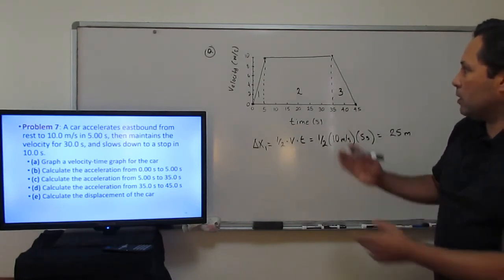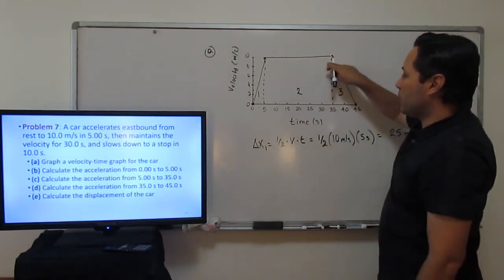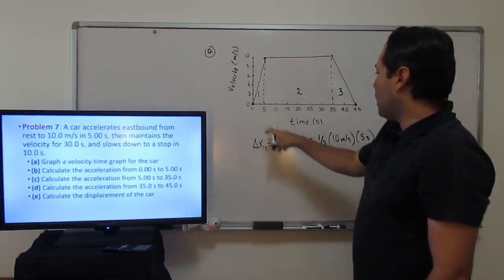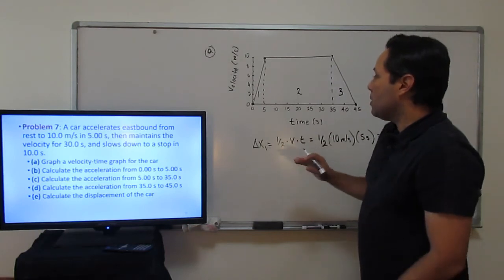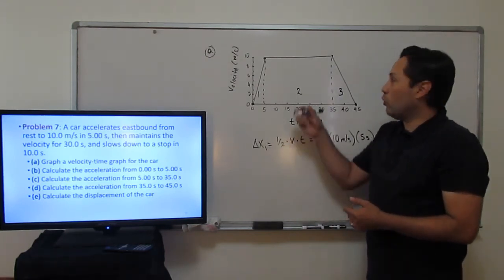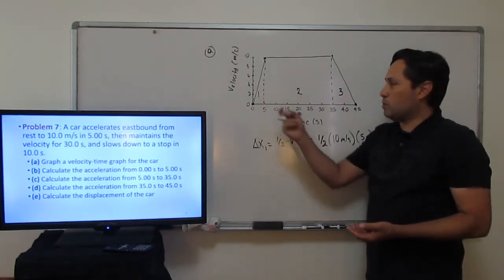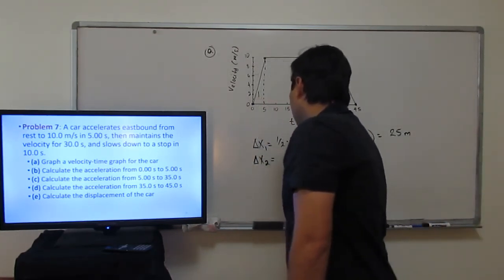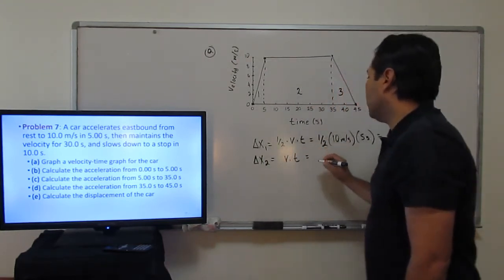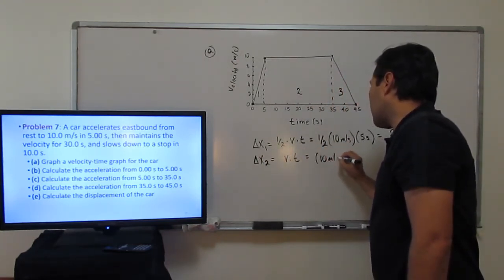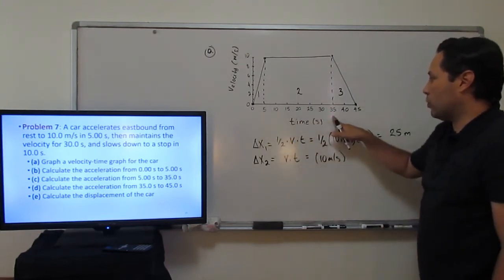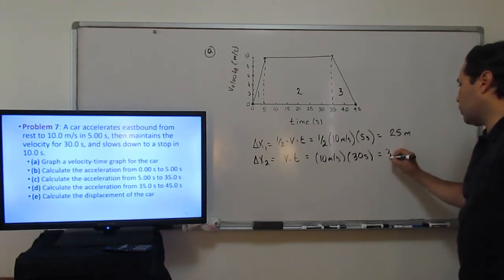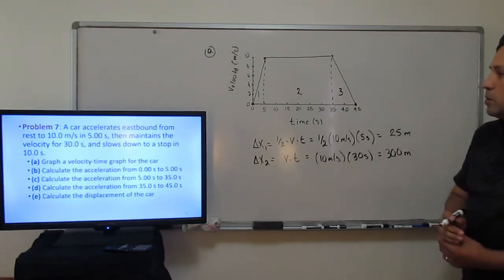For the second part, that's this rectangle, notice there's no acceleration. No acceleration, that means it's just velocity times time. So if you were in math class and they asked you solve for the area of a rectangle, you know it's just base times height. So that will be our second region right there, which is velocity times time. The velocity is 10 meters per second. The time, it went from 5 to 35, so that's 30 seconds. So that gives us a total of 300 meters of displacement.